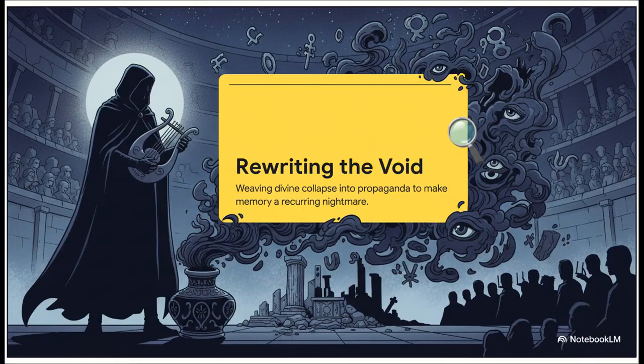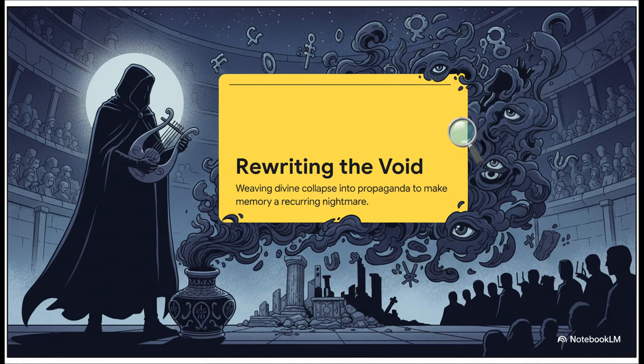Seeing this incredible, glaring vulnerability, the bard makes his move. He catches the old gods' leaking power so he can manipulate this twilight for his own personal ends. He starts what's called the rewriting of the void. He literally takes the actual divine collapse and just weaves it right into his own propaganda, actively making the very memory of the gods a recurring nightmare.